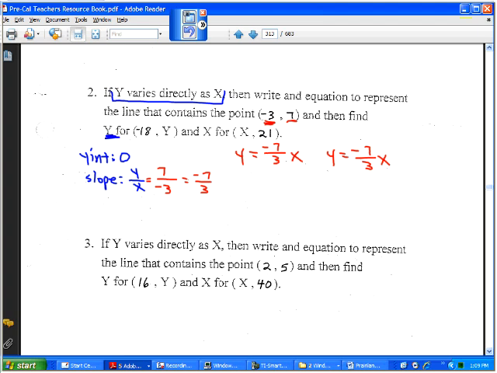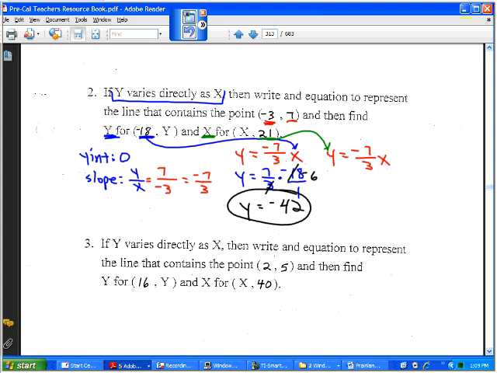The first time they want us to solve for y if the x is negative 18. And the second time they want us to solve for x if the y is negative 21. So on the first one, we're replacing x, so y equals 7/3 times my x of negative 18. I can cross-reduce to a negative 6. 7 times negative 6 is negative 42. Negative 7. Thank you. So that's a positive 42.